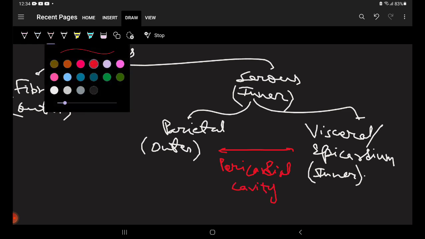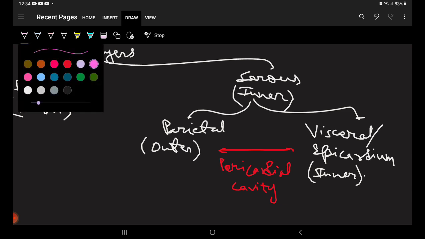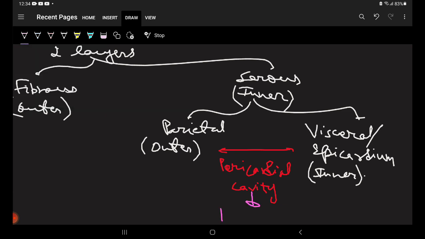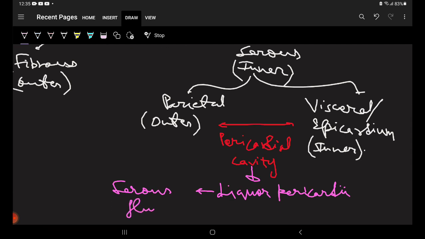The pericardial cavity is filled with liquor pericardii. It is a serous fluid.